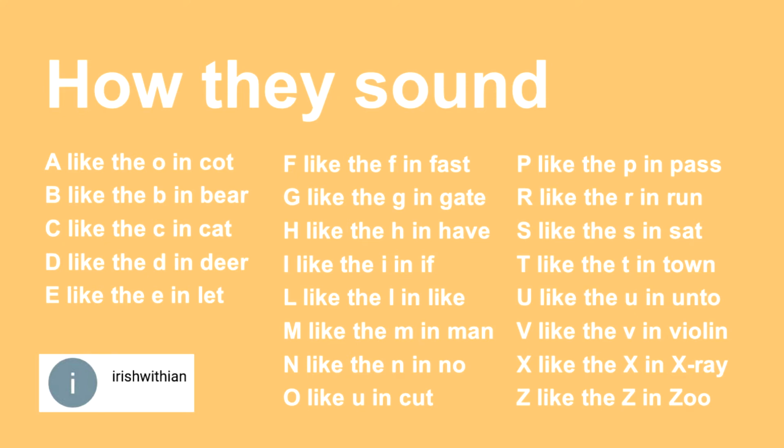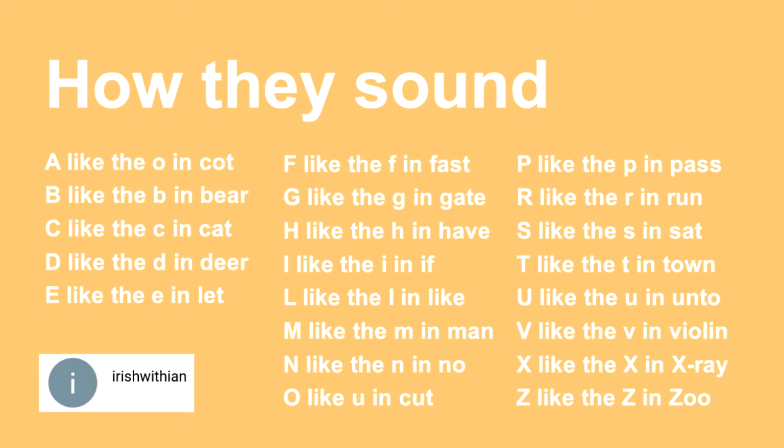A is like the O in cot. B is like the B in bear. C is like the C in cat. D is like the D in deer. E is like the E in let. F is like the F in fast. G is like the G in gate. H is like the H in have. I is like the I in if.